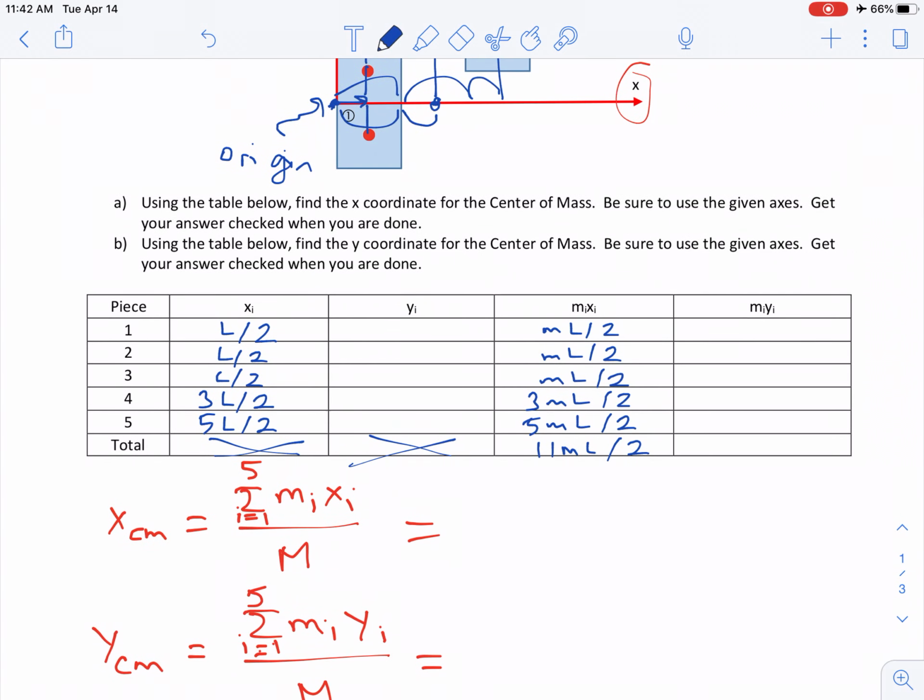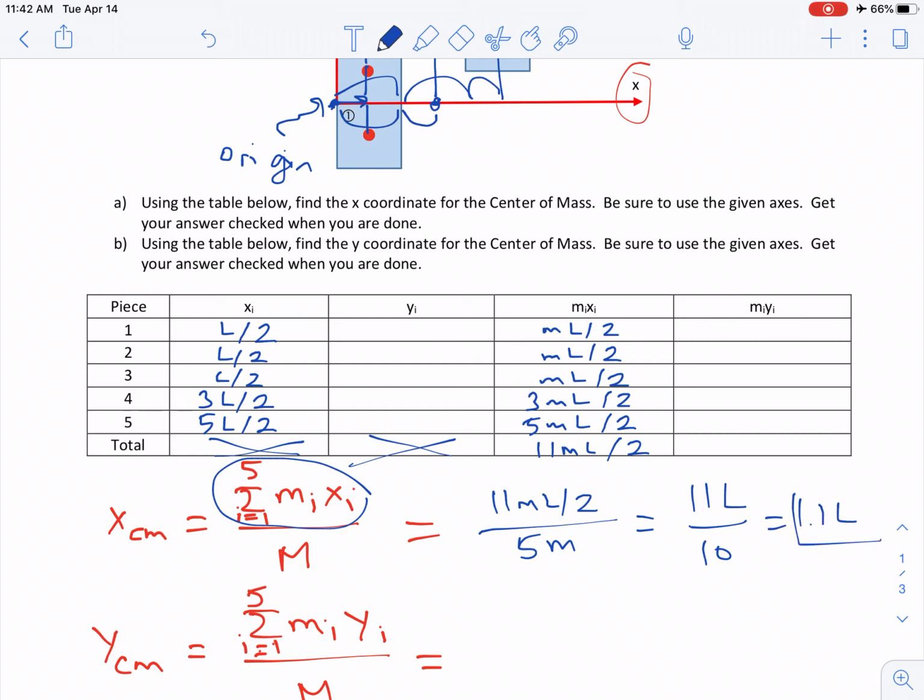And now the top part here, to find the center of mass of X position, I'm just gonna get 11 ml over 2. That's what I've done. I added up. And the total mass, since I had 5 masses, I have 5m. And that will give you, 11 m's are gonna go away, 11l over 10, right? Or 1.1 L. So that's your answer for the X center of mass.